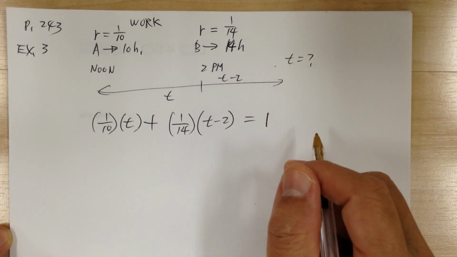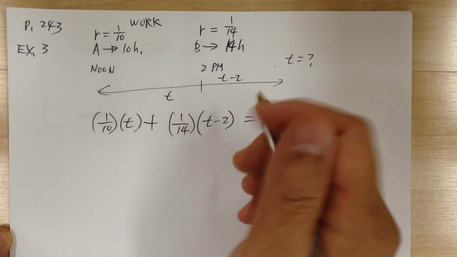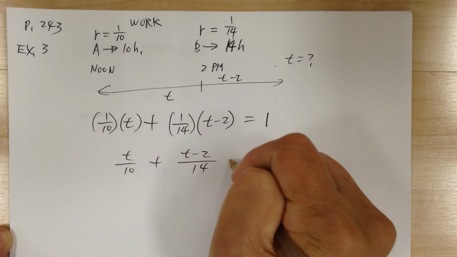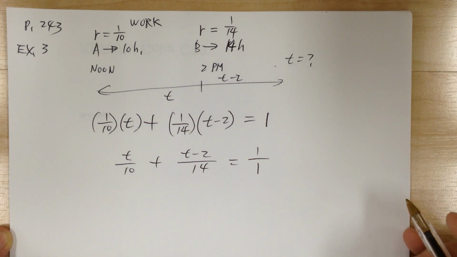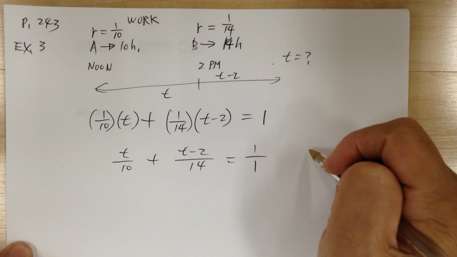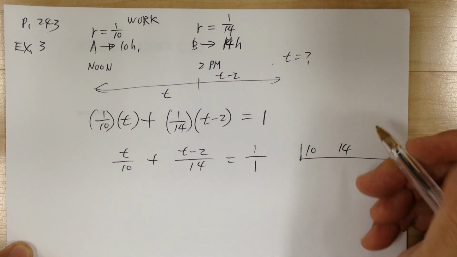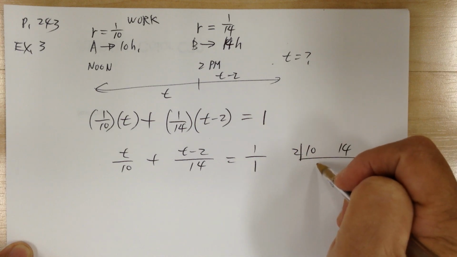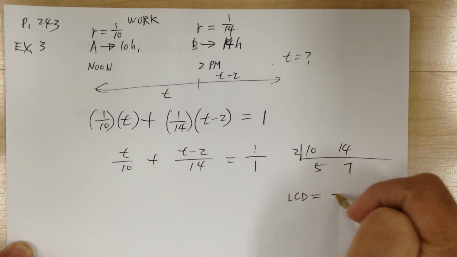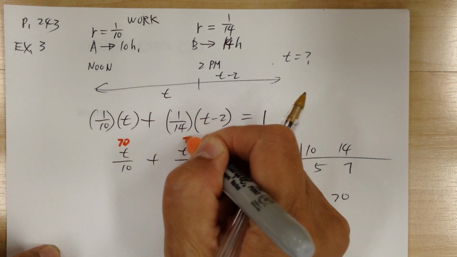Okay, so once you do that, now put it in fraction form. So it's T over 10 plus T minus 2 over 14 equal to 1 over 1. So now again, you want to multiply by the LCD to get rid of the fraction. So you've got 10 and 14. You don't have to worry about the 1, 1 doesn't do anything. So divide by 2, you get 5 and 7, and that's it. So the LCD is equal to 70. Okay, so you need to go and multiply by 70.